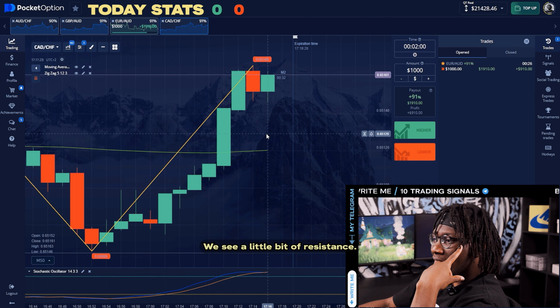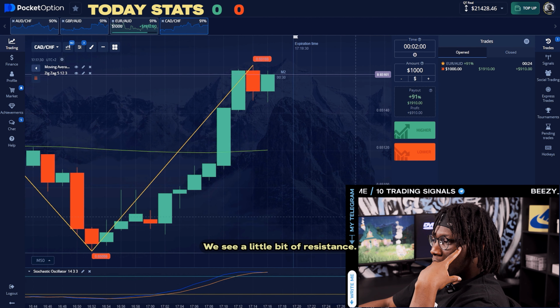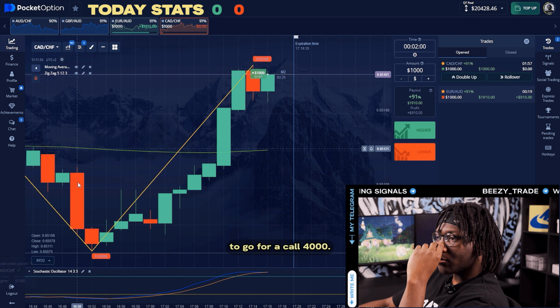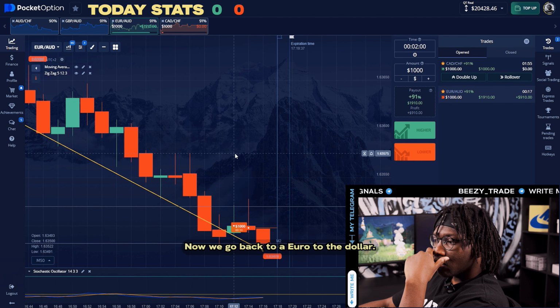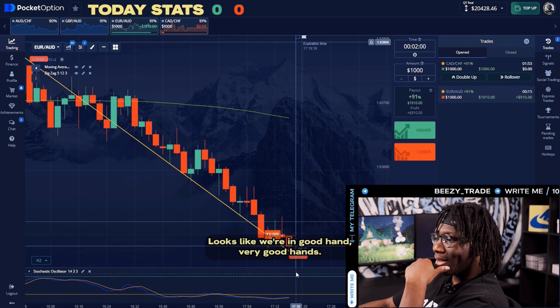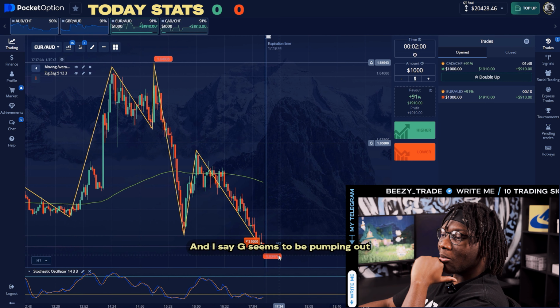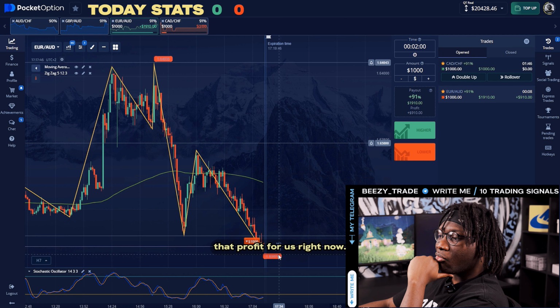Candles are pushing up. We see a little bit of resistance, but I truly think that here is definitely the place to go for a call for 1,000. Now, if we go back to the Euro, Australian dollar, looks like we're in good hands, very good hands, and our strategy seems to be pumping out good profit for us right now.